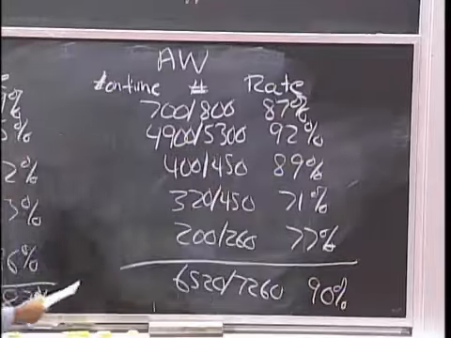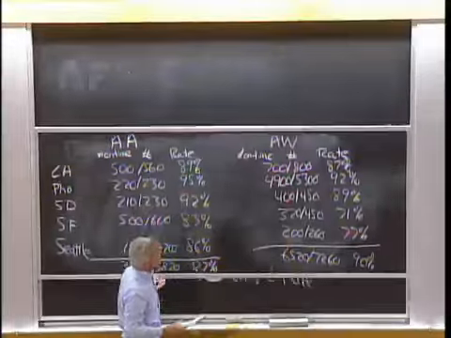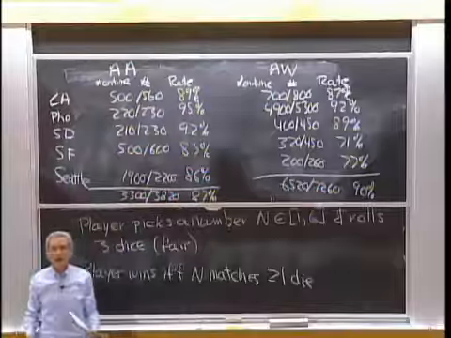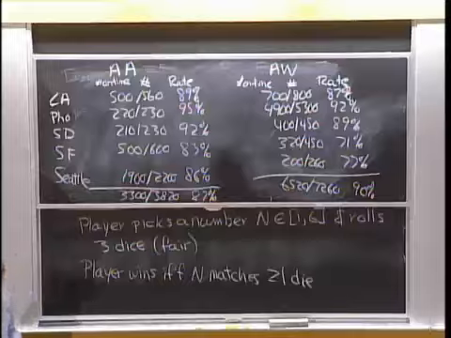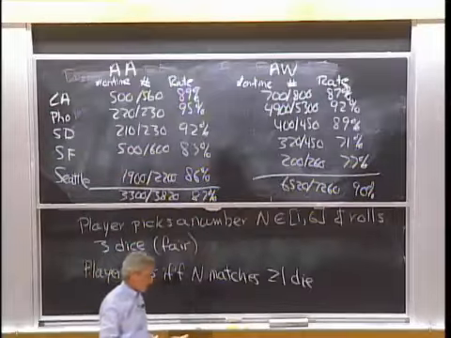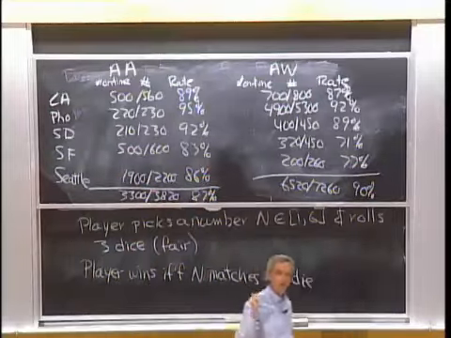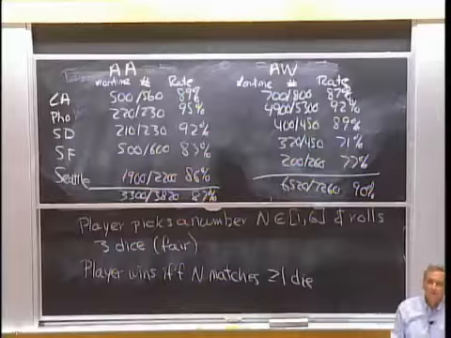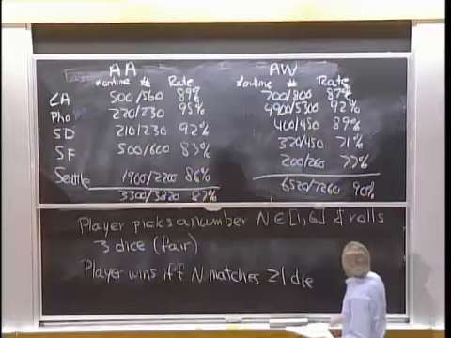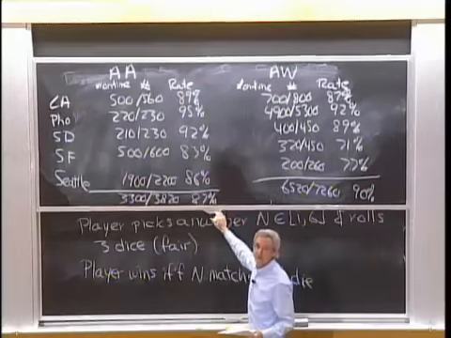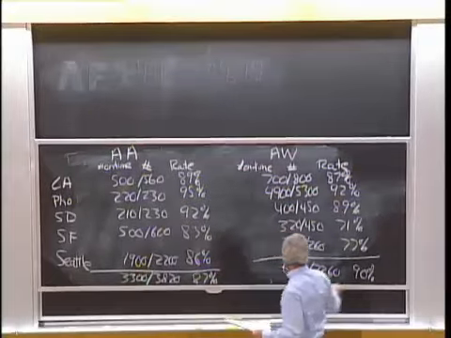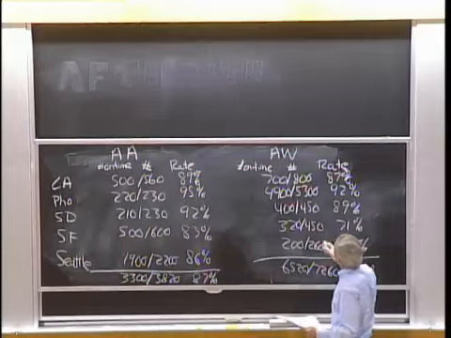So the newspaper concluded and literally said that America West is the better airline to fly because their on-time rate is much better. It's 90% versus 87%. What do you think? Which airline would you fly, looking at that data? I know which one I'd fly. I mean, it looks like America West is better.